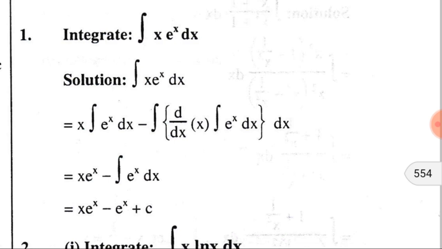Now we know that the integral of e to the power x is e to the power x, and the differentiation of x is 1, so we can write integration of e to the power x dx. Now doing the integration of e to the power x, we get e to the power x. So ultimately we get x e to the power x minus e to the power x plus c.